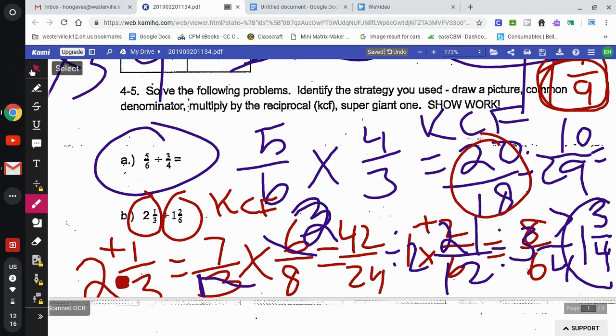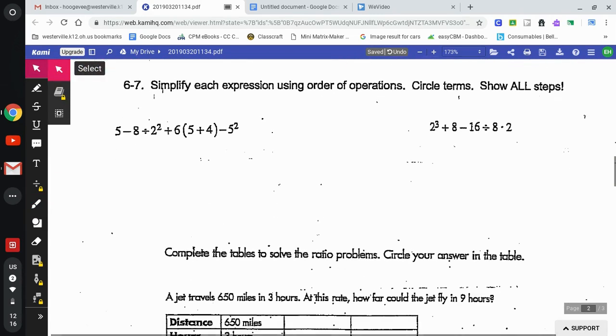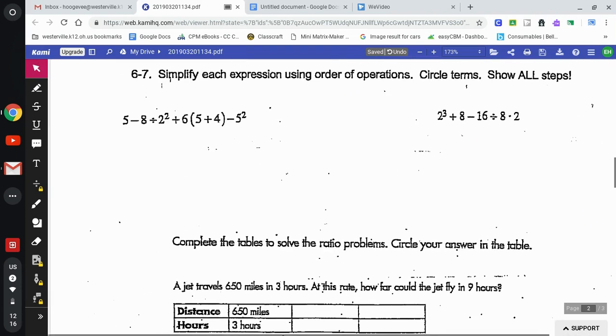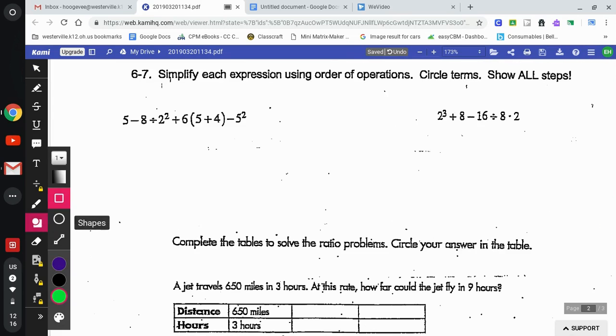Okay, moving on to the next page. Bear with me. All right. A lot of people struggled here today because you didn't circle your terms and you didn't show all your steps. Again, reading instructions is important to passing.